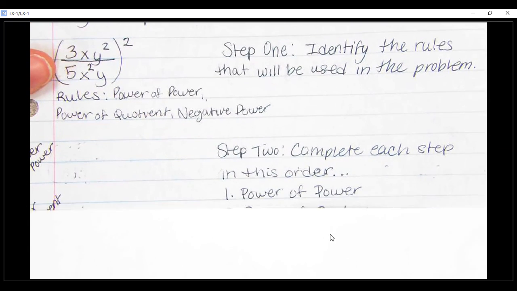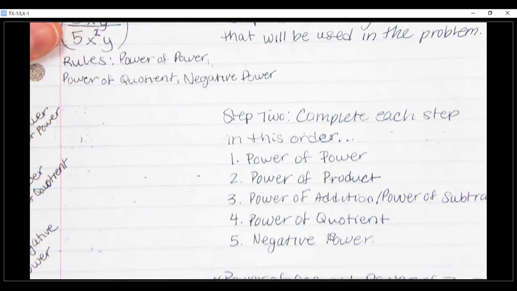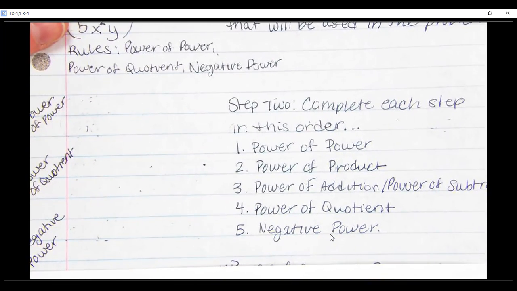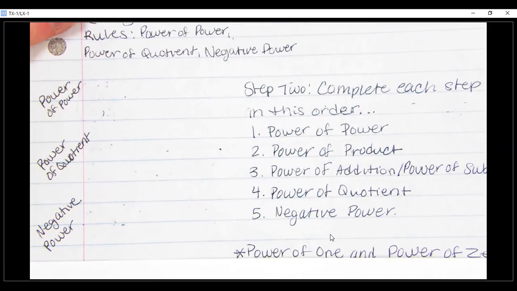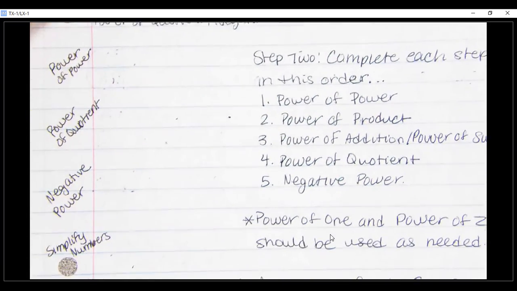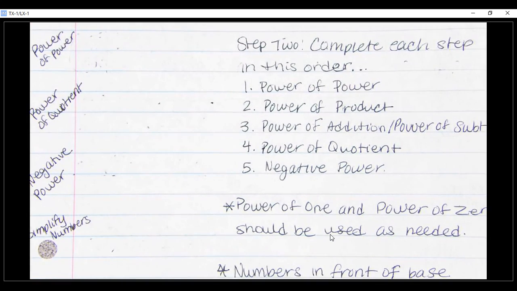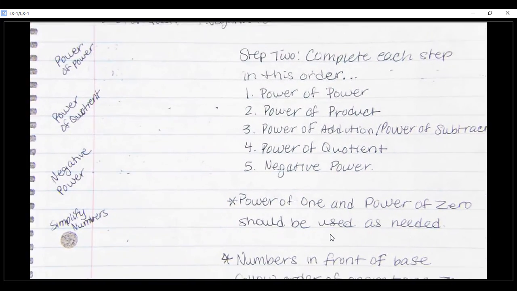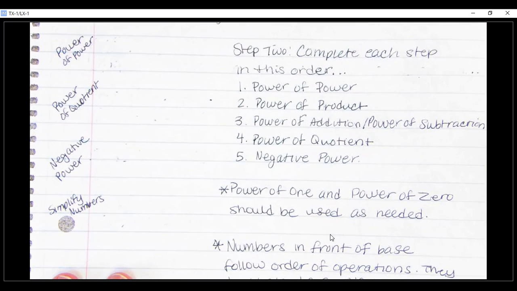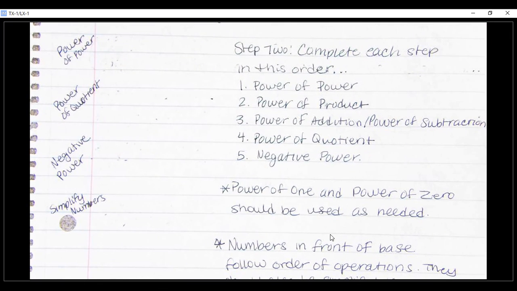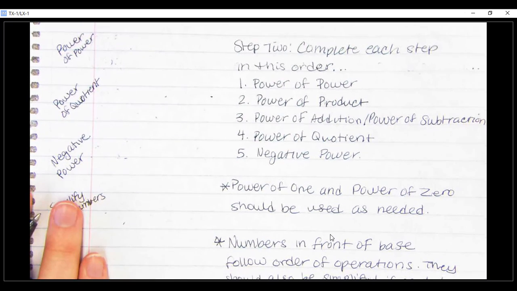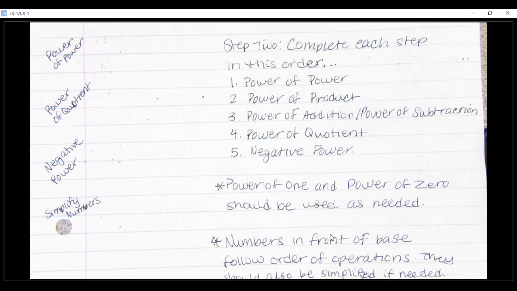Okay, here we go. Step 2. Complete each step in this order. So power of power first, then power of product, power of addition or subtraction, power of quotient, and negative power. That order is a guideline. It's probably going to help you 99% of the time. There are some that you can kind of switch around, but this is kind of a good basis in order to solve your problems on.